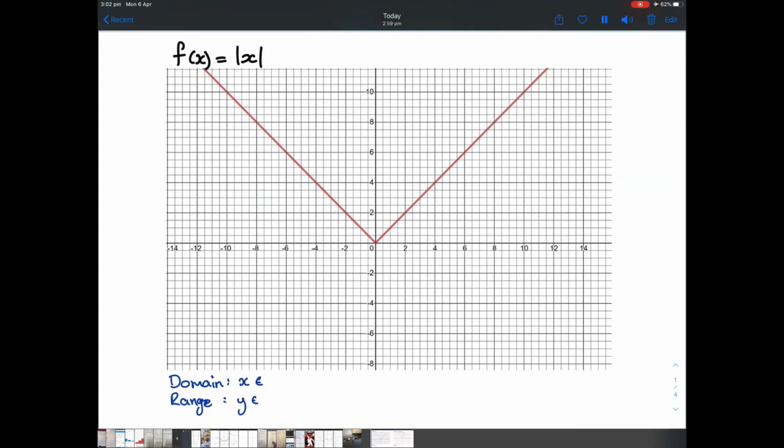Hey guys, what I'd like to do quickly with this video is run through those few functions of the absolute values, those graphs I asked you to look at and compare and contrast. So to start off with, we're just going to look at the initial graph, the function f(x) is equal to the absolute value of x.